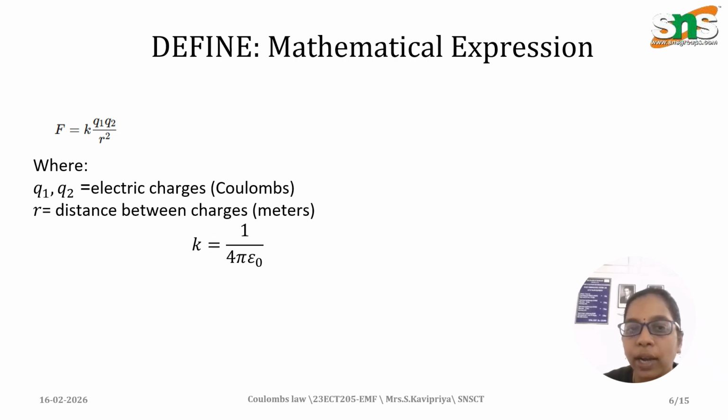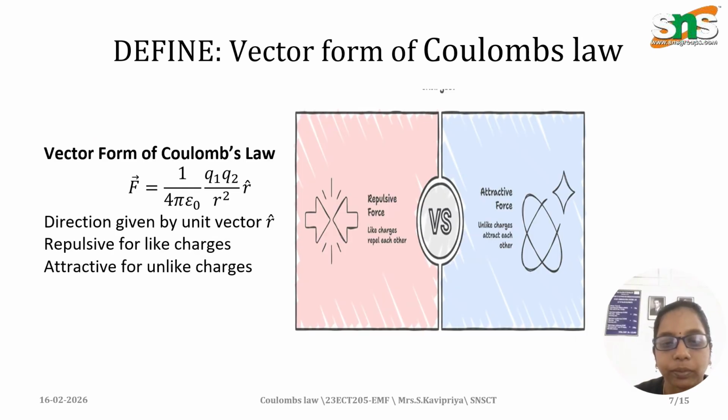To remove the proportionality, a constant is used, where k is the proportionality constant. The value of k is 1 by 4 pi epsilon naught, where epsilon naught is the permittivity of free space, r is the distance between the charges, and Q1 and Q2 are the charges. The unit for charge is coulomb and the unit for distance is meter.